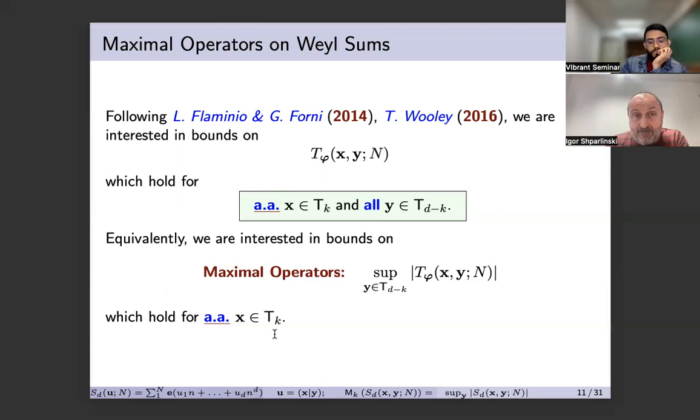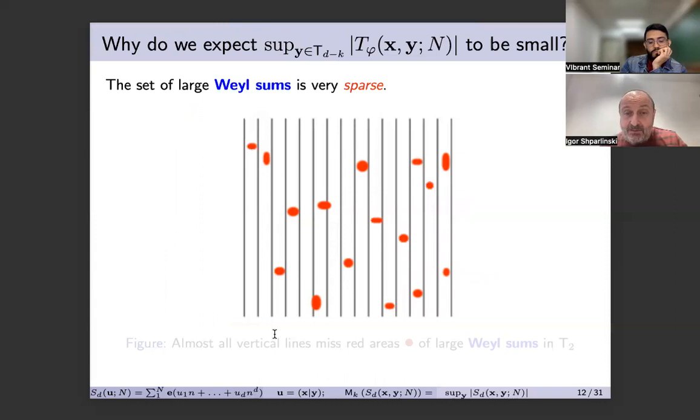And why are we interested? So this is my drawing, and I think it's the best I could produce. So we expect that the set of large Weyl sums is very sparse. So assume that these red dots indicate some clusters of large Weyl sums, which means if you shoot at random in this square, it's a two-dimensional picture, we are not likely to hit any of these red dots.